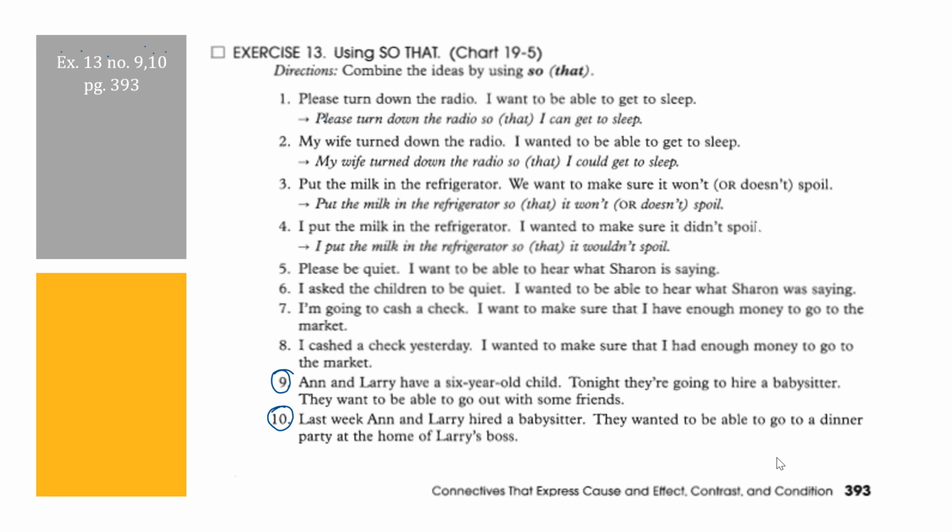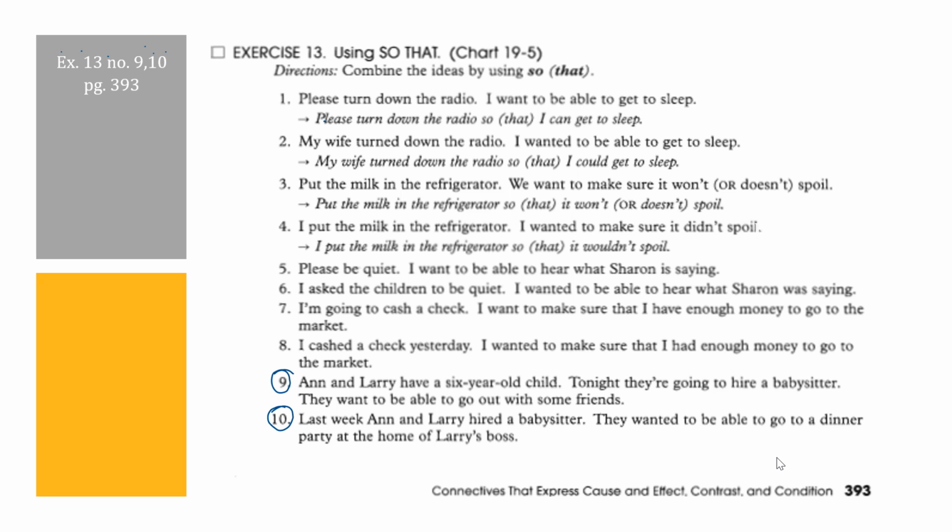Now we come to number 9. Anne and Larry have a 6-year-old child. Tonight they are going to hire a babysitter. They want to be able to go out with some friends. How to combine it by using so that. Find out the relationship, cause and effect.